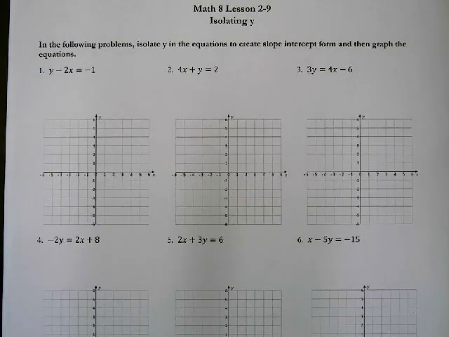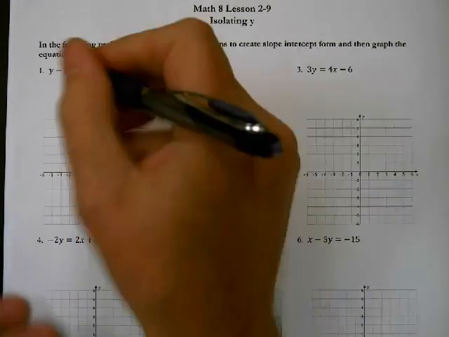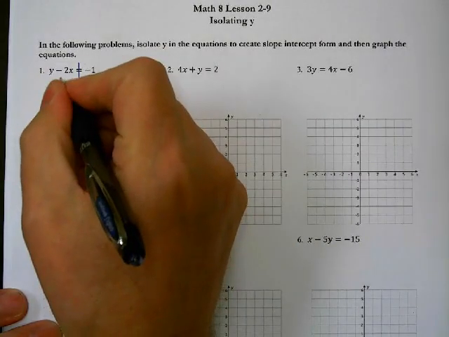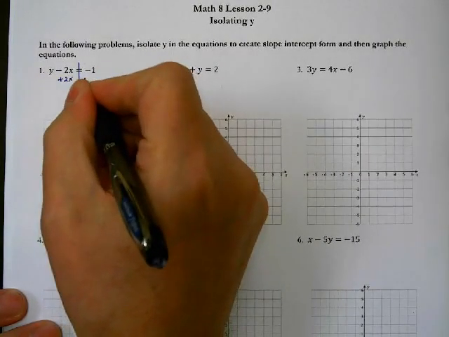Okay, lesson 2-9, isolating y. Really similar to the last lesson. We're going to get y by itself so that we can then graph it in slope-intercept form. Okay, so isolate y first. So we're going to add 2x to both sides.